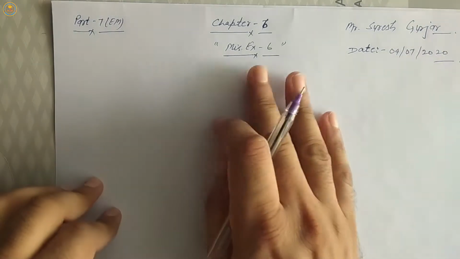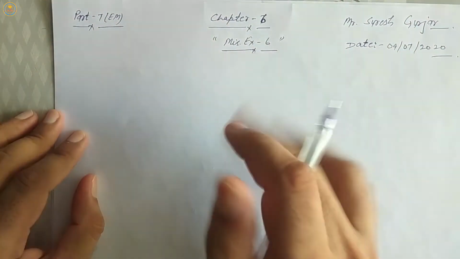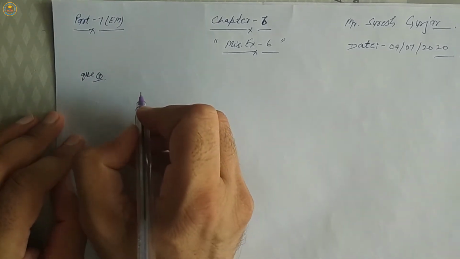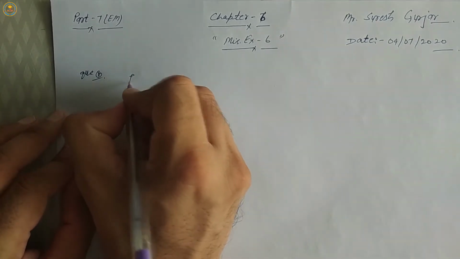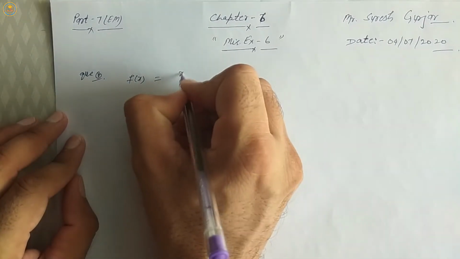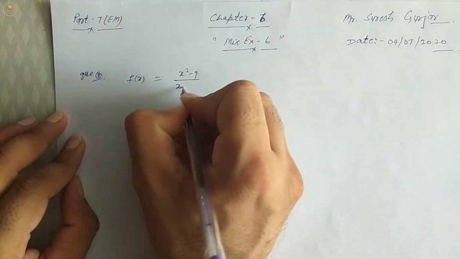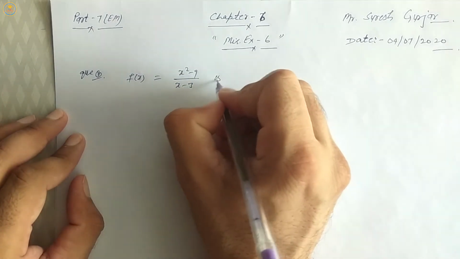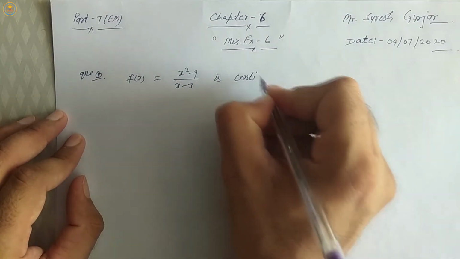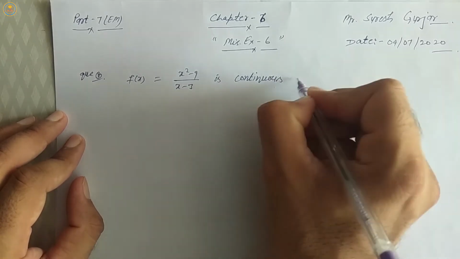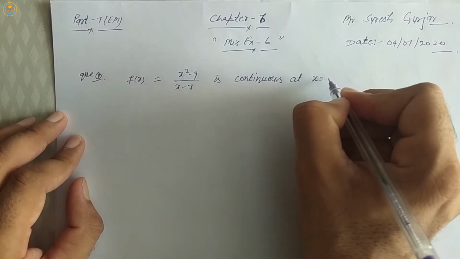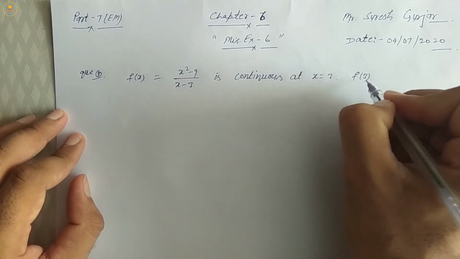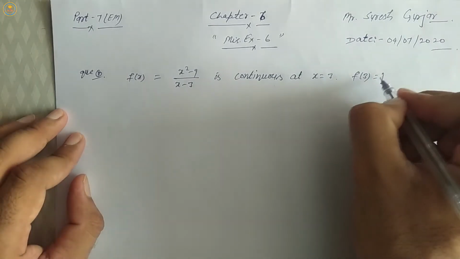And next question of miscellaneous exercise 6. Question number 1. If function f(x) = (x² − 9)/(x − 3) is continuous at x = 3, then the value of f(3) will be.